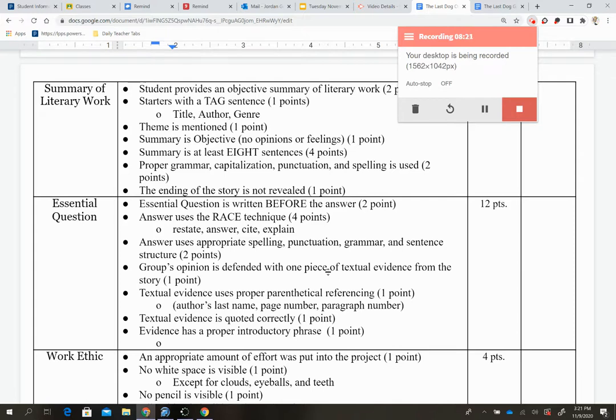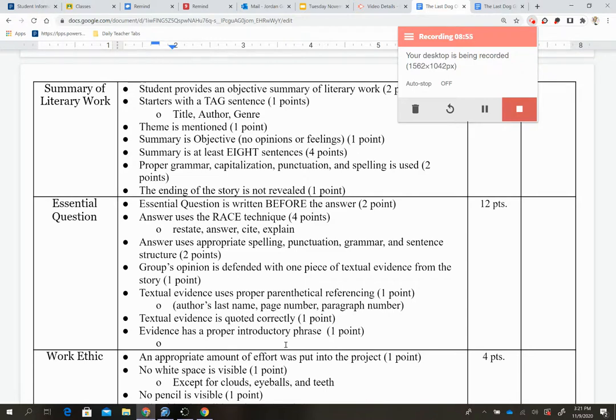They're going to answer it using RACE. That's restate, answer, cite, and explain. Your answer is going to use appropriate spelling, punctuation, grammar, and sentence structure. Your opinion, if you're a virtual student so it's just you, or your group's opinion, is defended with one piece of textual evidence from the story. So find something from the story that supports your thinking. Then you have textual evidence is quoted correctly, and your evidence has a proper introductory phrase.